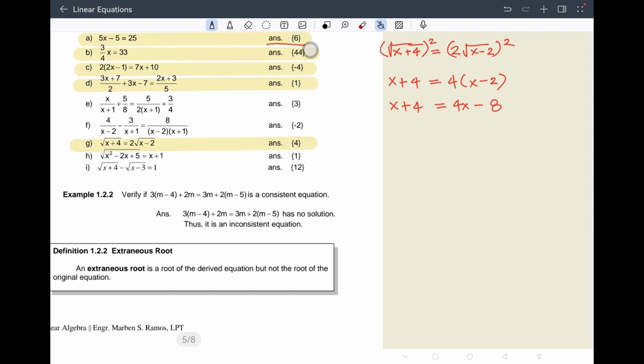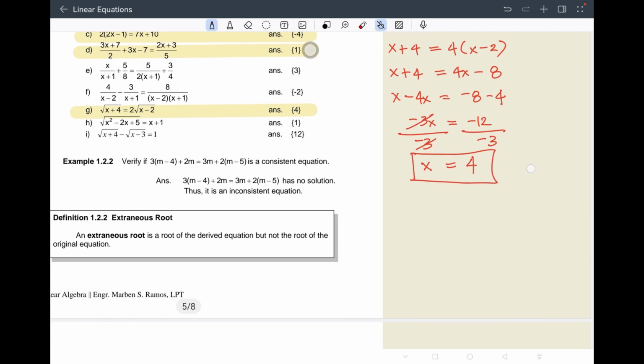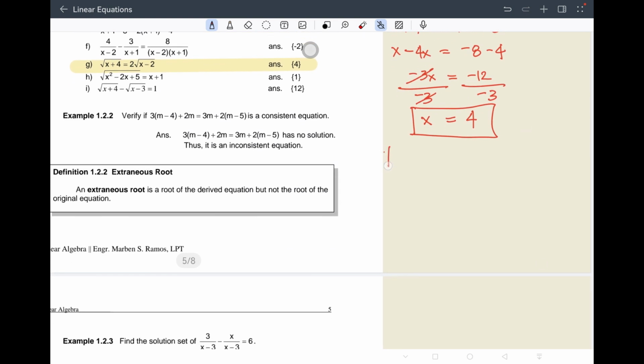Grouping again like terms, so this will become x minus 4x is equal to negative 8 minus 4. X minus 4x is negative 3x is equal to negative 12. Divide this by the numerical coefficient, negative 3 para makancel. Negative 3 din sa kabila. Left side will just be x, and on the right side, negative 12 divided by negative 3 is positive 4. Again, just to be sure, let us try to check.